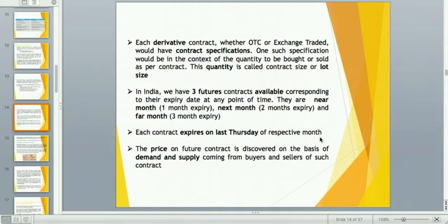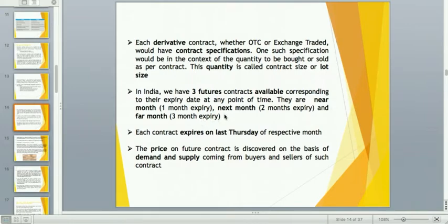Then what happens is that on Friday, every month, on the Friday following this last Thursday, a new contract comes into picture, comes into cycle. All right. So a new contract having a 3 month expiry is introduced for trading on both NSE and BSE. So here when you see near month, next month, and far month, this is saying that the maximum trading cycle for any derivative contract on NSE or BSE is 3 months.